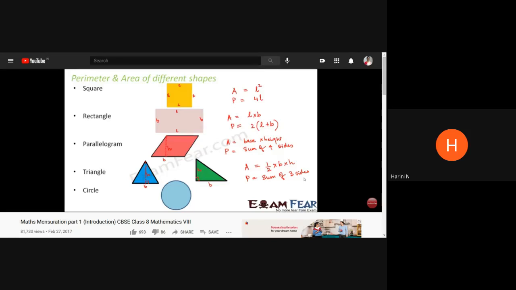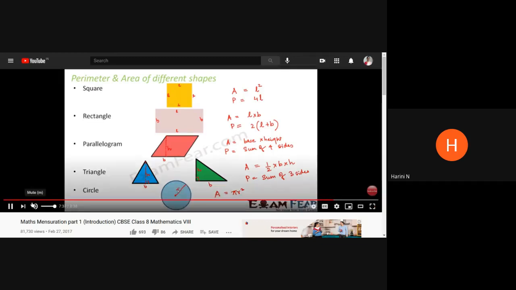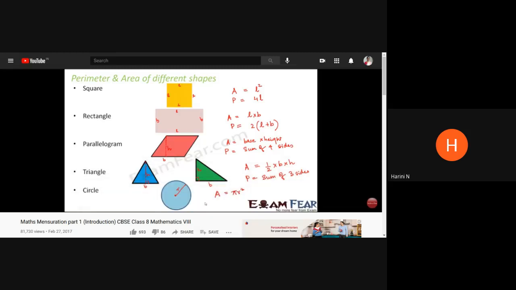How about a circle? So circle is not a polygon, so we really do not have sides here. But still, area of a circle is given by pi r square, where r is the radius of the circle. And what about the perimeter? So perimeter in case of a circle is known as circumference. That is just a term which is specially given to the perimeter of a circle. That is the total length of this boundary of the circle, which is given by 2 pi r, where r again is the radius of the circle.